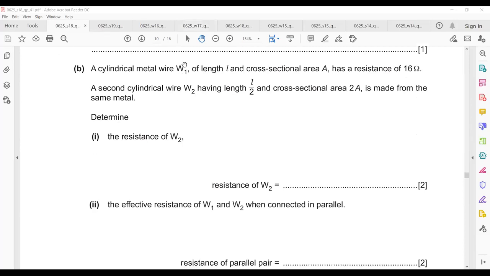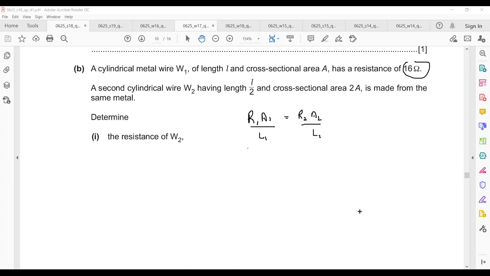And the next question. A cylindrical wire W1 of length L and cross-sectional area A has a resistance of 16 ohm. A second cylindrical wire W2 of length L by 2 and cross-sectional area 2A, determine the resistance. So how can we determine it if they are made up of the same material? I told the formula which we will use: if two wires are basically made up of the same material, R1 A1 over L1 equals R2 A2 over L2. So R1 is the first resistance, that is 16.